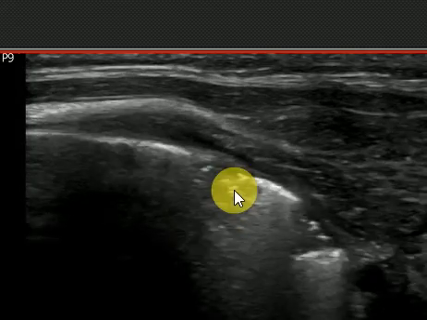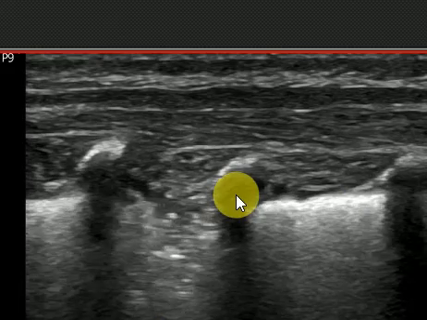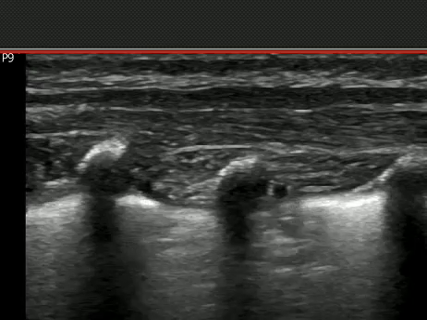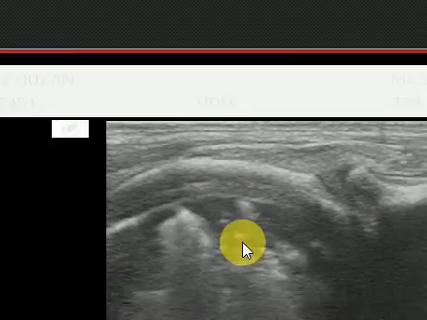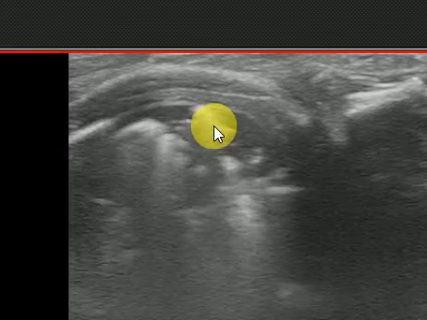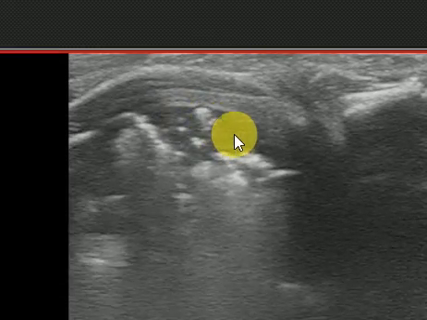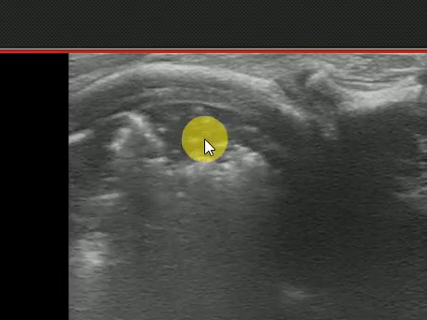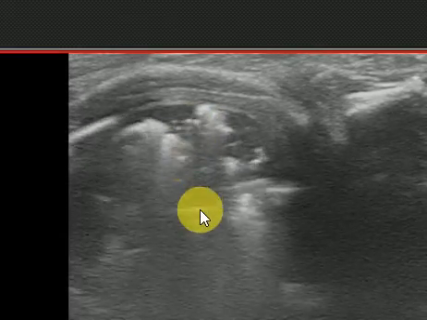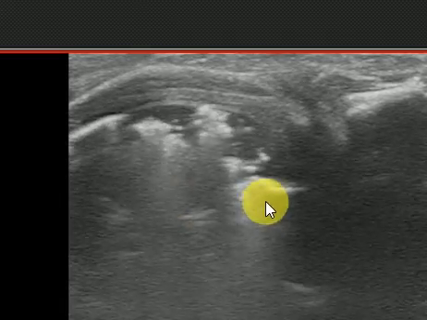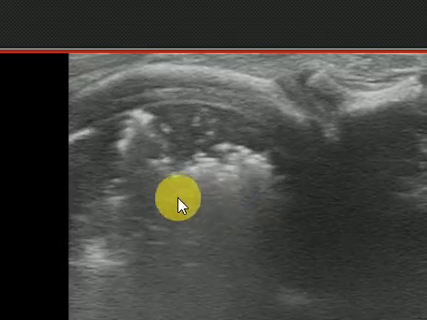Subpleural consolidation. See, this is consolidated lung, tissue-like sign. This is the small wet area with inspiration. This is air bronchogram. These sharp lines are called the shred sign.